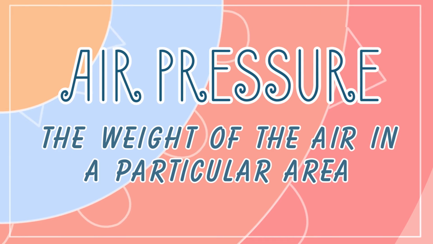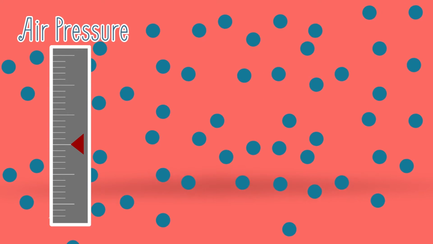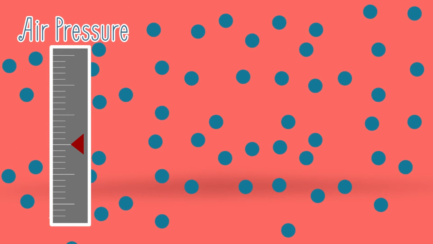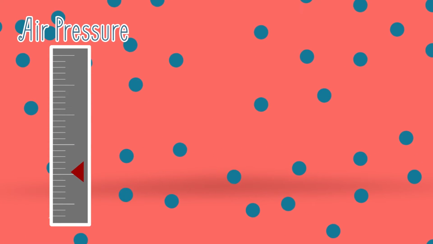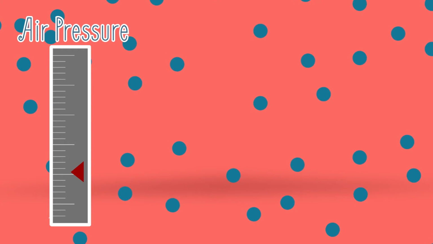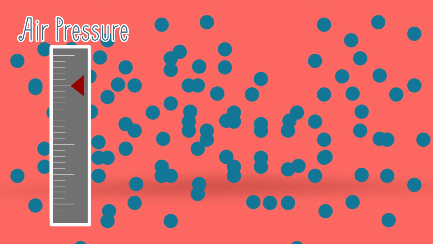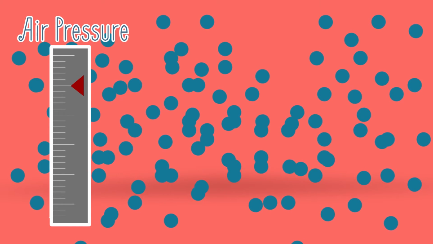Then we have air pressure. Air pressure is the measure of the weight of the air in a particular area. That's right, air actually has mass. When we say the air pressure is low, it means the air molecules are spread out, which means the air is lighter. But if we add pressure, that means more air molecules are crammed in. Now the air is heavier.